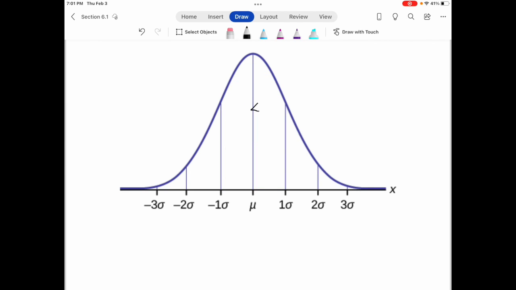I'm going to say that from here to here is 34% of the data. And then from here to here is 34% of the data. So that the total from here to here is 68% of the data.